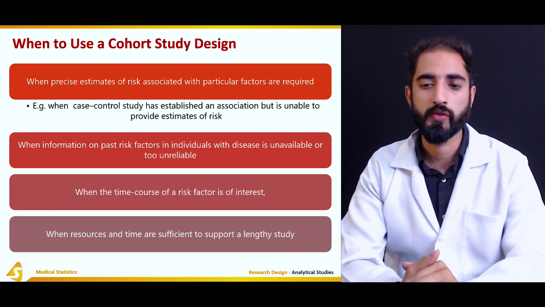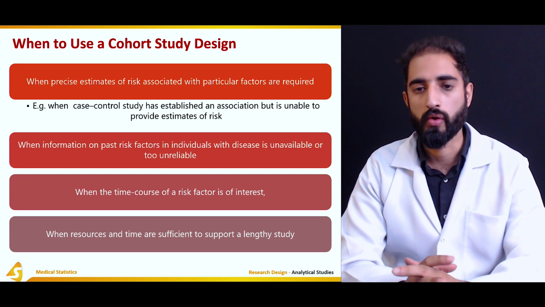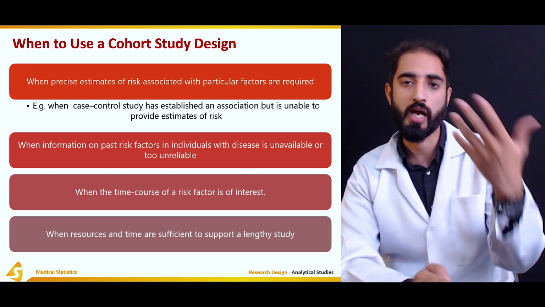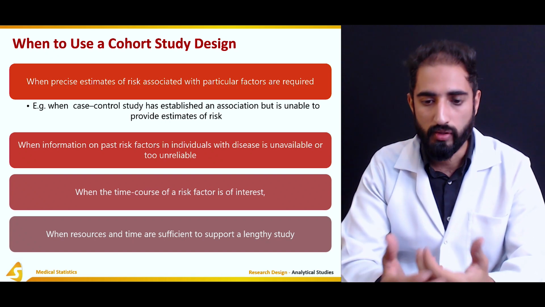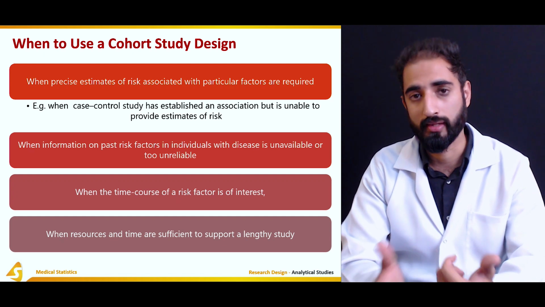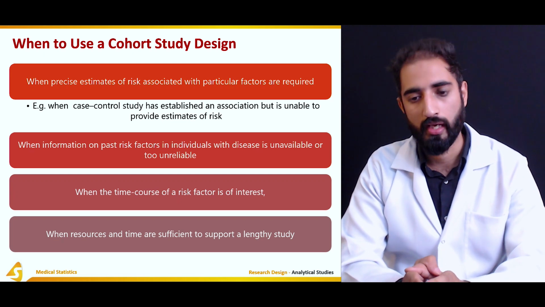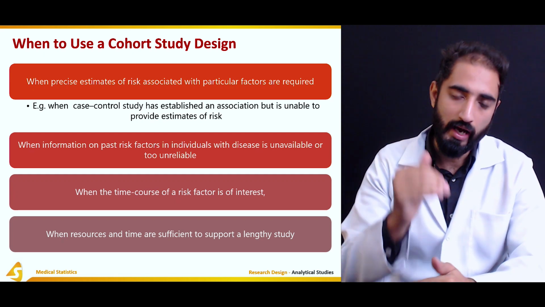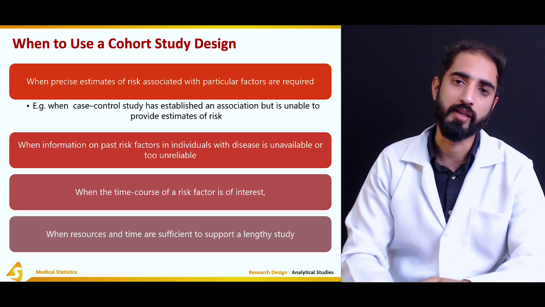When information on past risk factors in individuals with disease is unavailable or too unreliable, you cannot conduct a retrospective study, so you can conduct a prospective cohort study design for it. And when the time course of a risk factor is of interest, when you want to find out in how much time this risk factor results in the development of a specific condition or disease, you can use this type of study design as well. And when resources and time are sufficient to support a lengthy study, then why not go for a cohort study, because it is higher in the hierarchy of evidence as compared to case control.